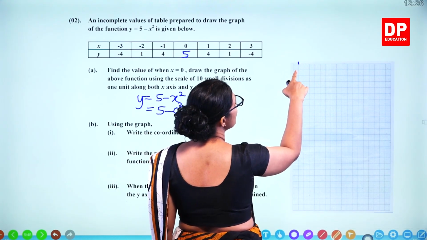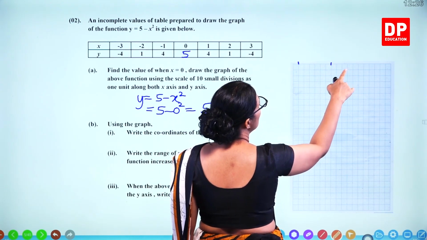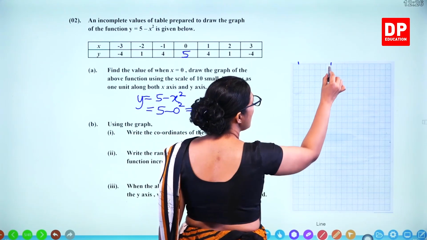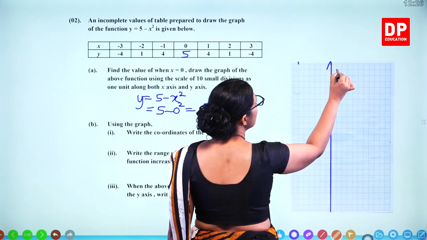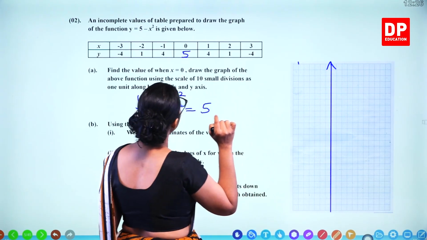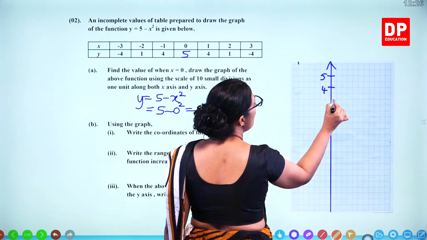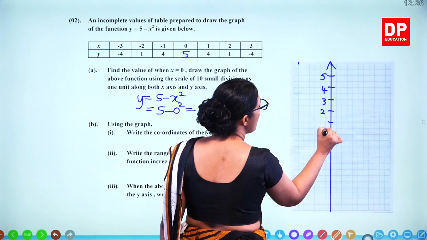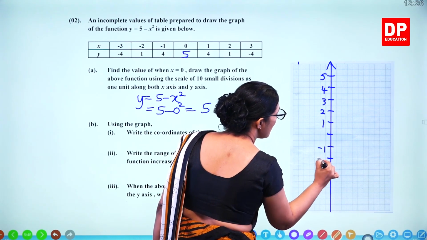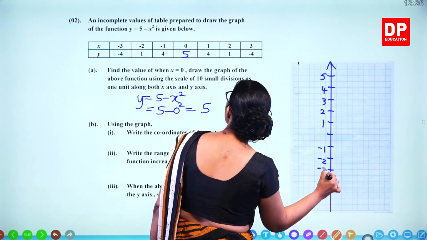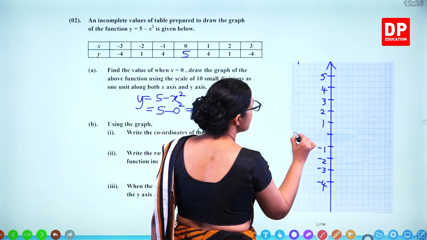Minus 3, we'll start from here. Minus 2, minus 1, 0. Okay, so that means we can mark the y-axis here. Then what's the maximum y value? That's positive 5. So we can start from 5 here. 4, 3, 2, 1, 0. Minus 1, minus 2, minus 3, minus 4. Now we can draw the x-axis.